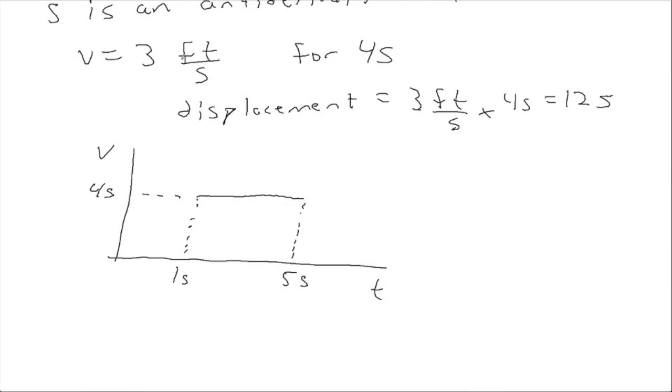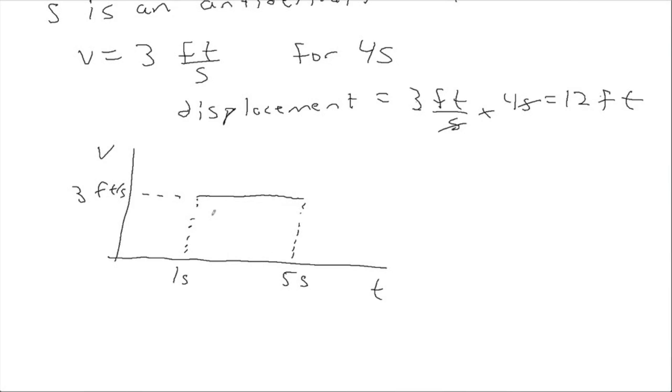So do you agree this is the same situation here? They traveled at 3 feet per second for 4 seconds between 1 and 5. So how far did they travel? 12 feet. Good. What's the area of this rectangle? 3 times 5, so 15 feet. Now careful. What's the width of the rectangle? 4, so it's 12 feet.